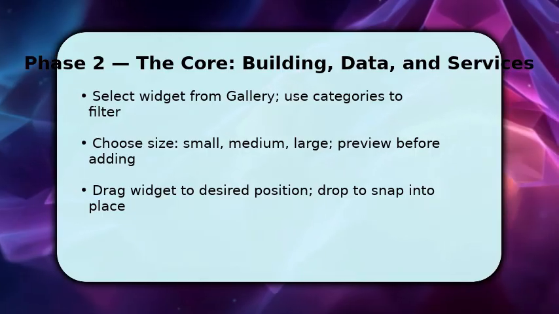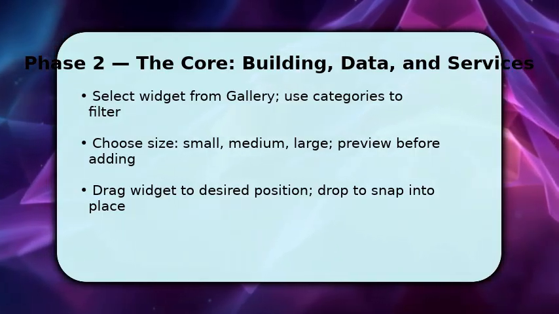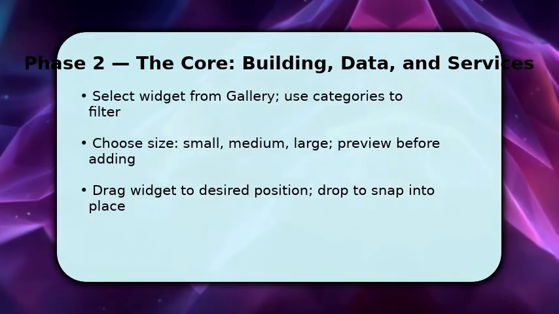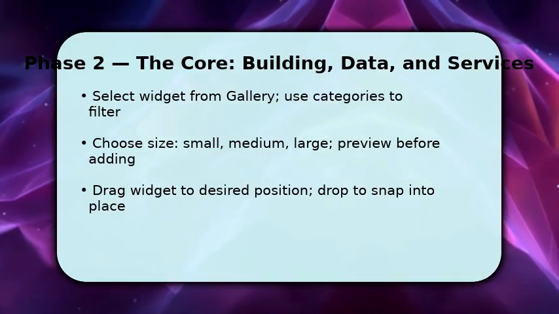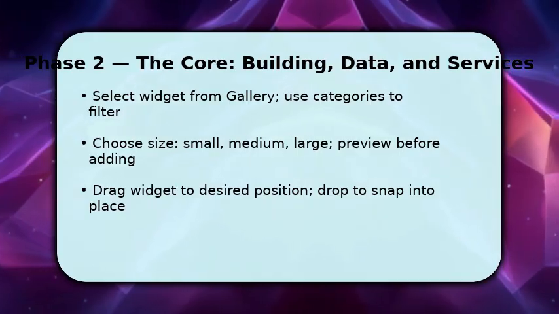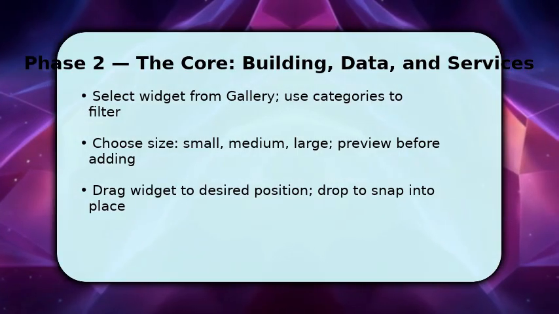After adding, drag the widget to the spot you want. The layout snaps into grid positions for consistency. Make sure to hold briefly to move between sections. If a widget supports configuration, click its settings to pick accounts or data sources. This customizes what you actually see.